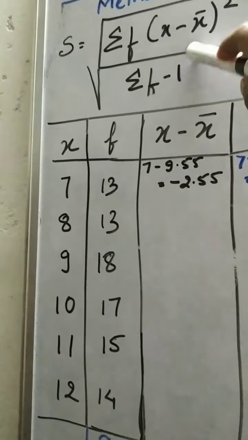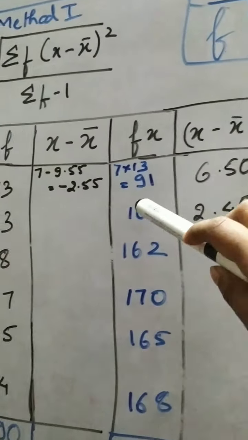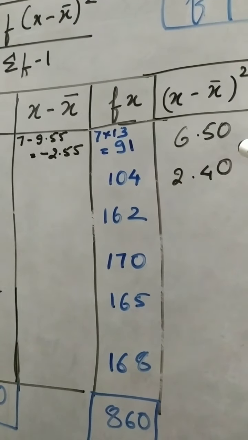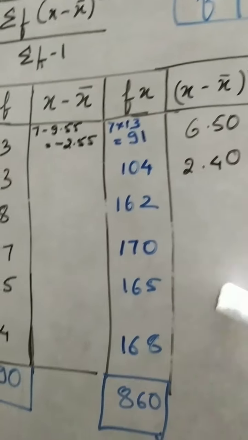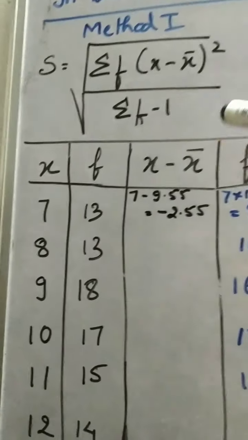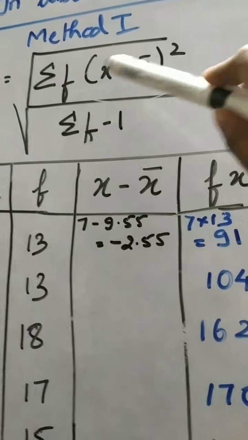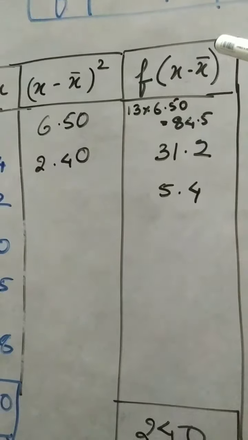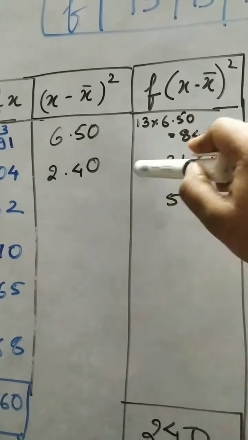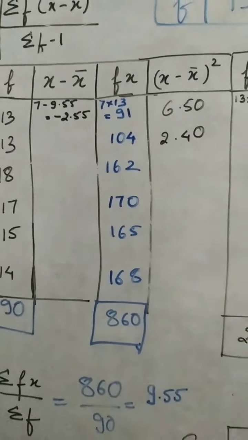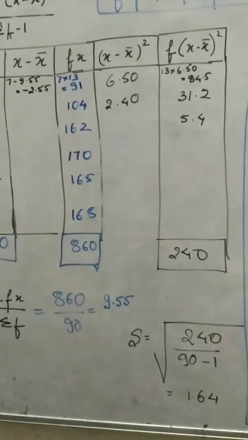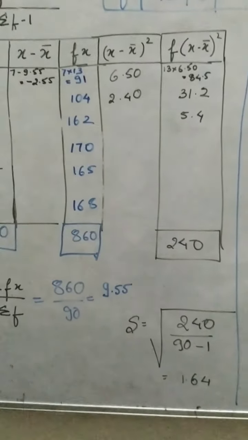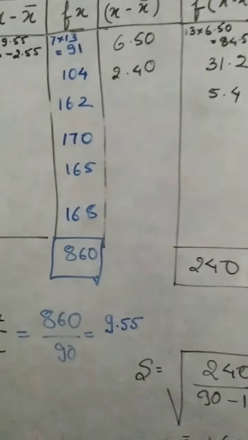What we want is x minus x bar whole square. So we will square these values. It is minus 2.55 into minus 2.55. It comes to 6.50 and so on. Then we have to multiply it with f, so it is f into x minus x bar whole square. So 6.50 into f, which is 13, comes to 84.5, 31.2 for the next value, 5.4 the next. And then we have to do the summation, which comes to 240.